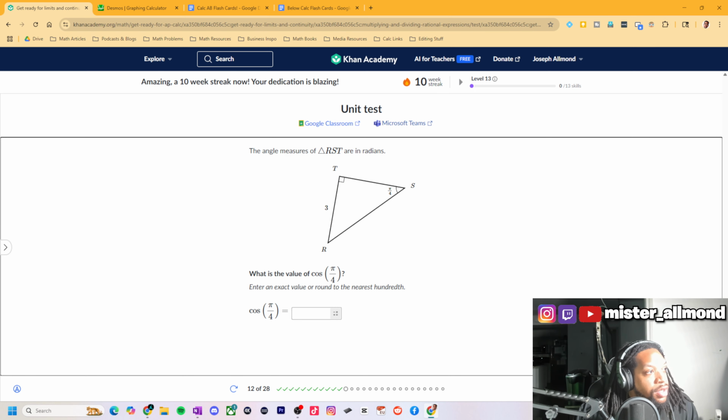Okay. The measures of triangle RST are in radians. Okay, bet.